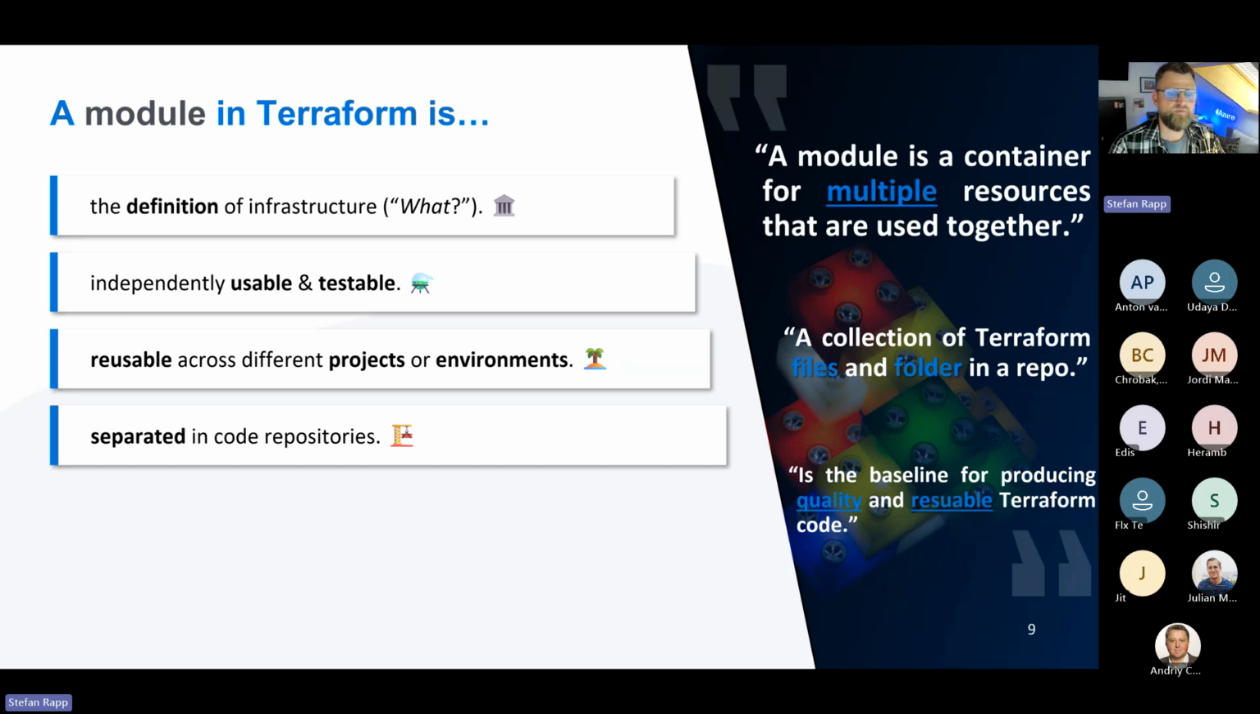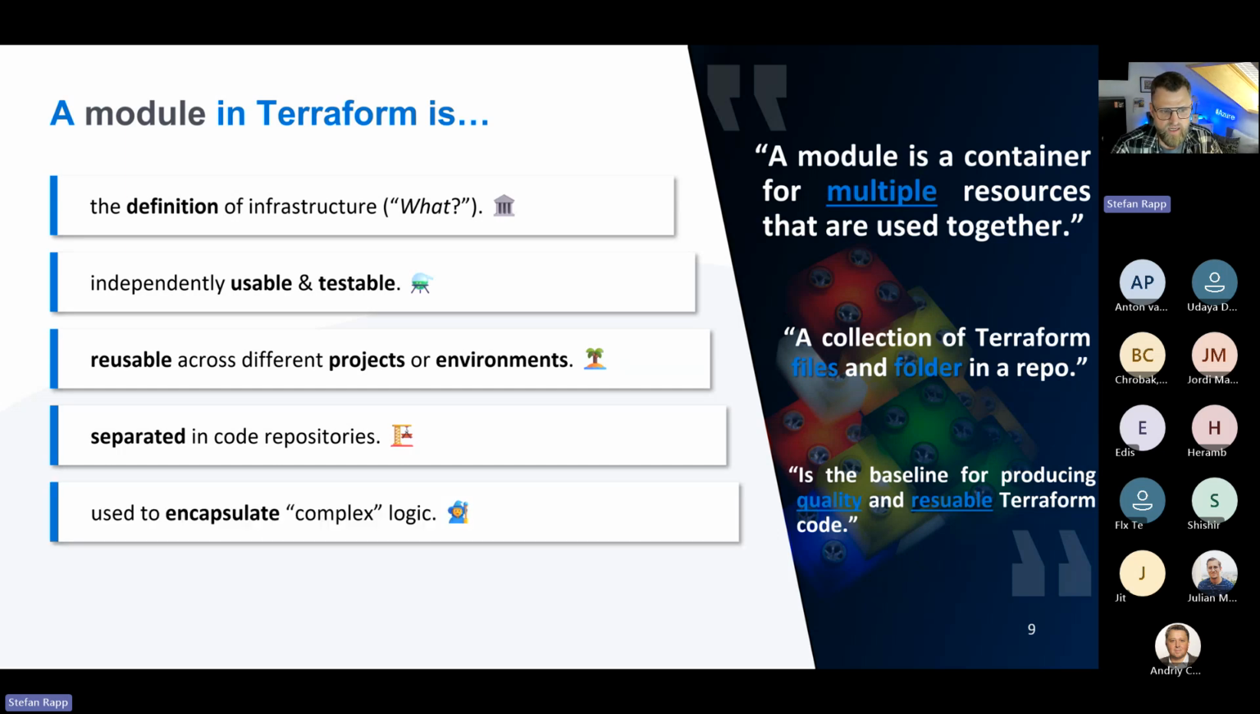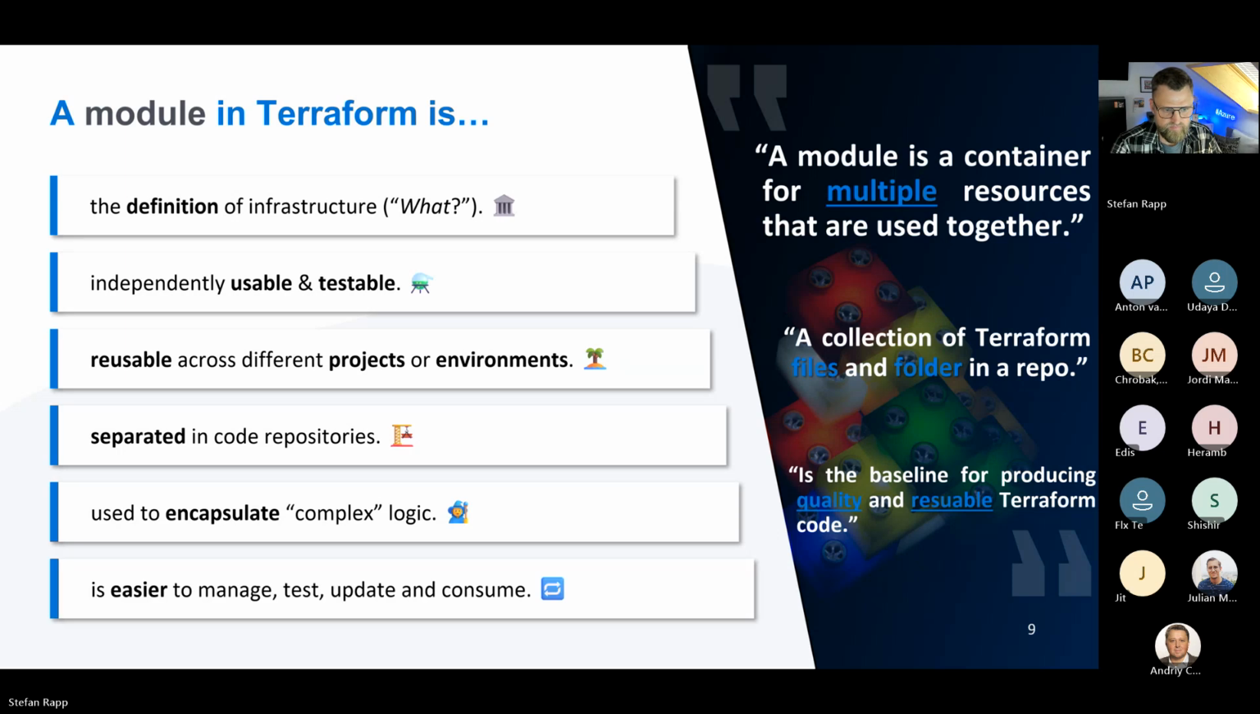Why this makes sense, we come to that later in the example, if you also have a look at Terraform Cloud. It's used to encapsulate complex logic, so we don't have to think about what's going on in the module. If we consume it, we just put the parameters in, and then our cloud resources come out. A module is easier to manage, test, update and consume. So if we have modules, we can easily test and update them, and all departments within an organization can also use them. We will also have a look at this library aspect over the next few slides.